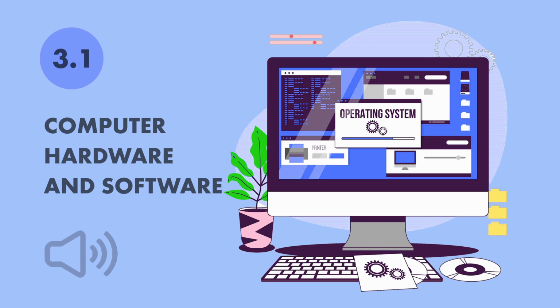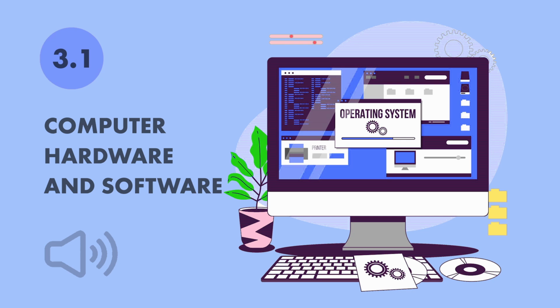Output devices. Monitor. This output device works like the face of the computer. It shows all the output that is done by the processing unit. The information we see on screen is termed as soft copy. CRT monitor, cathode ray tube. LCD monitor, liquid crystal display. LED monitor, light emitting diode.